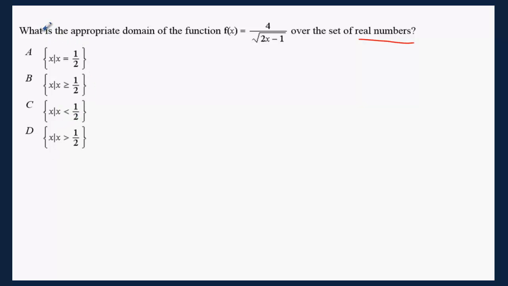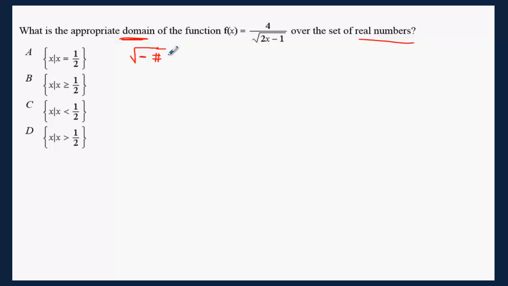If you're looking for the domain, you're looking for numbers that you can substitute for x here, and when you evaluate this expression, you get an answer. You don't get an error. And in finding the domain, there are two situations that you are going to face. The first situation is when you have a square root of a negative number.